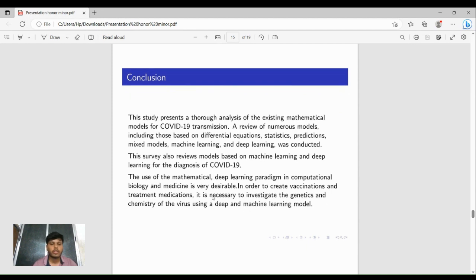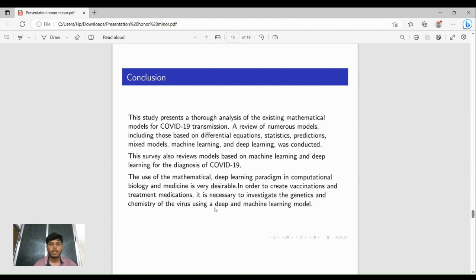In the conclusion, we can say that this study presents a thorough analysis of the existing mathematical models for COVID-19 transmission. An overview of numerous models, including those based on differential equations, statistics, predictions, mixed models, machine learning, and deep learning was conducted. This survey also reviews models based on machine learning and deep learning for the diagnosis of COVID-19.